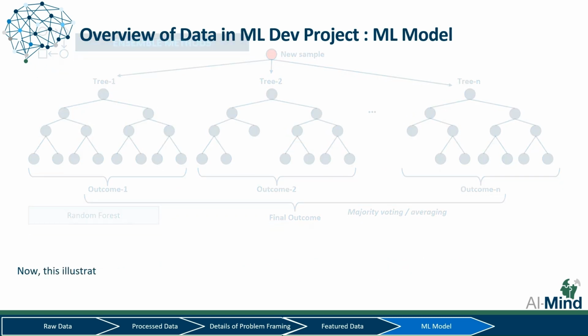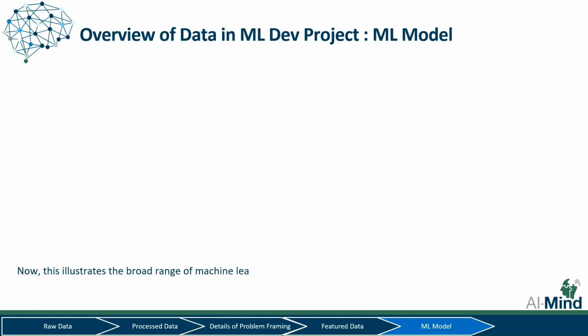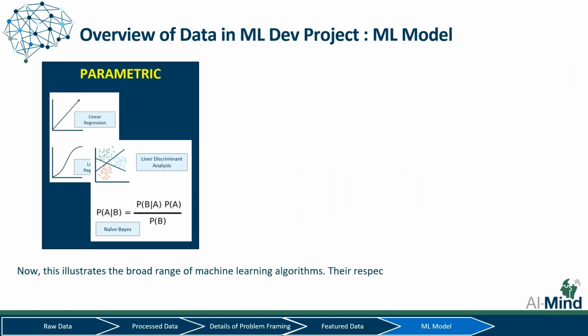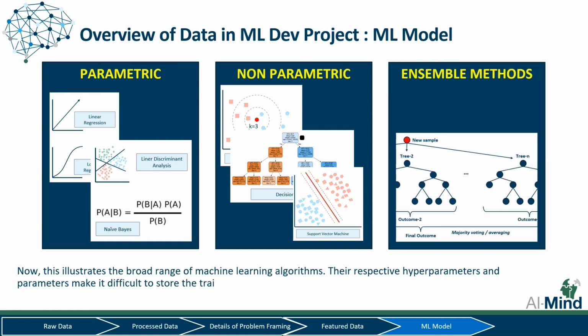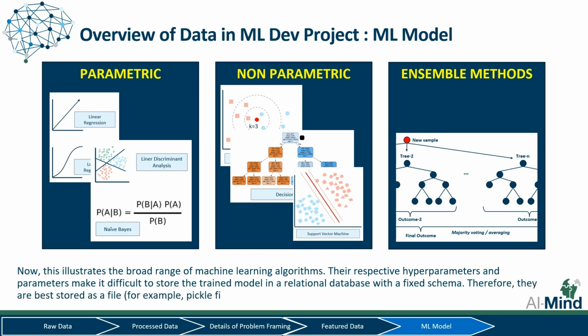Now, this illustrates the broad range of machine learning algorithms. The respective hyperparameters and parameters make it difficult to store the trained model in a relational database with a fixed schema. Therefore, they are best stored as a file, for example, a pickle file, and only the metadata should be stored in a relational database if necessary.